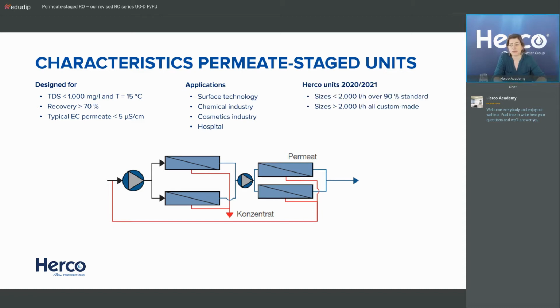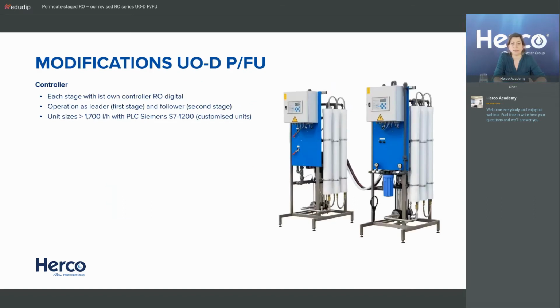And finally, what might be interesting for you, we had a look at the units we have sold in 2020 and 2021. And all the sizes under 2000 liters per hour were over 90% standard. Practically all of them were standard. And the sizes that are larger are usually custom made, which means they are equipped with a PLC. They might have different measurements. They are project units for a certain application. This has led us to consider that in the modifications.